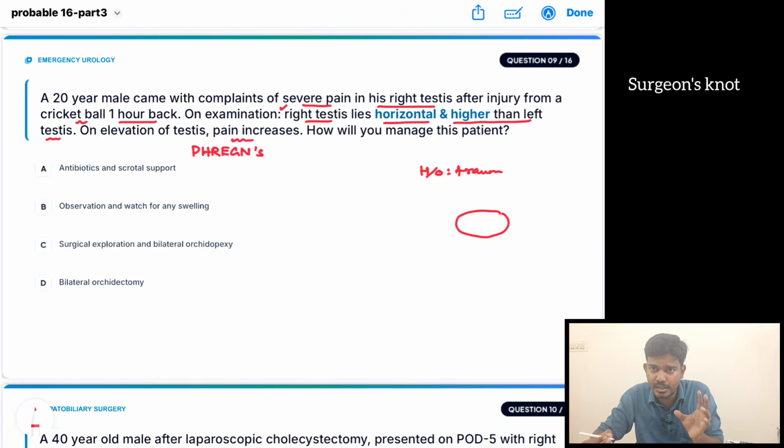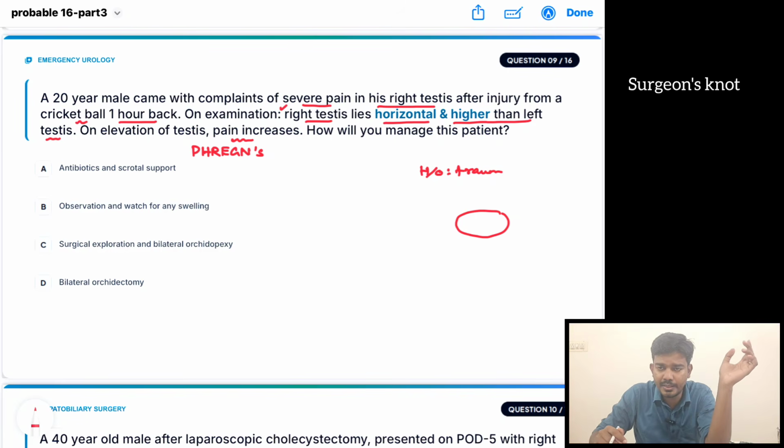Scrotal exploration, with a midline incision, because we have to explore both the testis. The affected testis is explored and checked for viability. Here it is only 1 hour, less than 6 hours. If we go and operate within that time, approximately 100% we can save the testis. If we go after more than 24 hours, then the chances of survival of the testis are less. So here it is only 1 hour, so usually the testis is going to be viable.